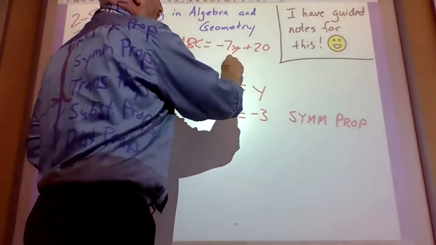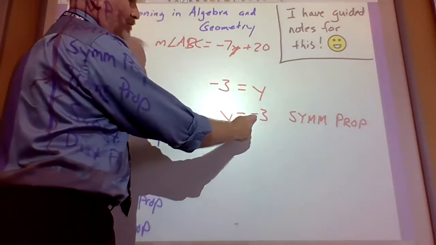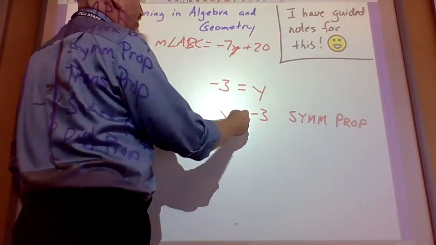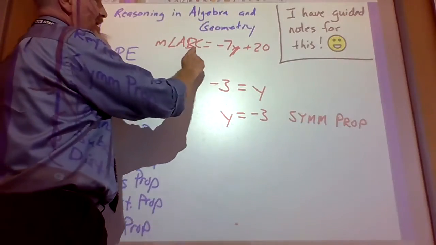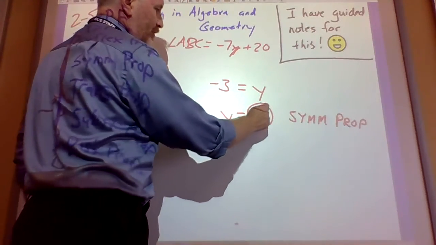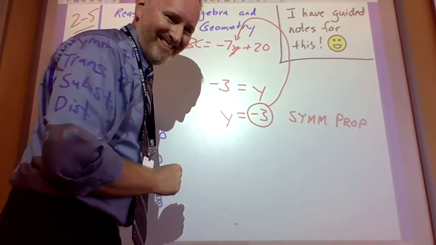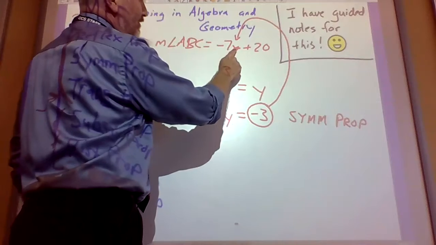Oh, y. My bad. Let's do y. Freestyling. Okay. And then we get y equals -3. Then what we could do to find out the measure of angle ABC is we say, okay, since y equals -3, we're going to replace or substitute a -3 in for y.